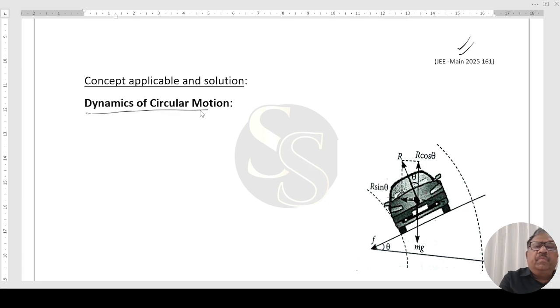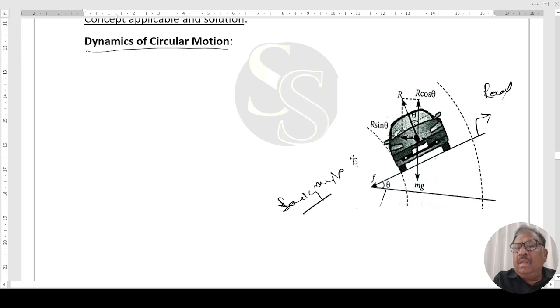The concept applicable in the solution is dynamics of circular motion. This is the road, and this is the banking angle. That is, the road is not horizontal, it is slightly sloped. Now in that case, weight acts vertically downward and reaction is always perpendicular to the surface. Resolving this R into two parts: R cos theta and R sin theta.